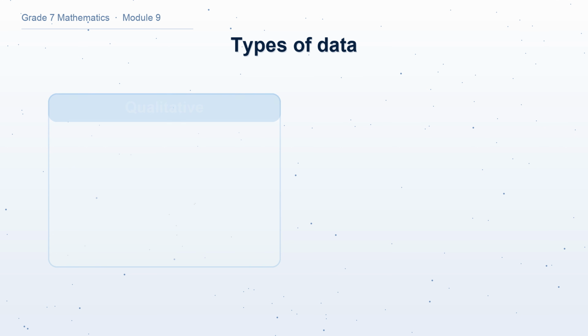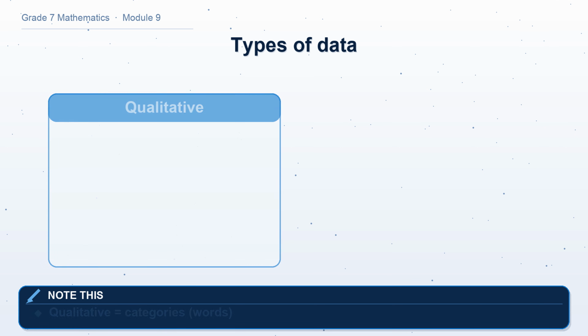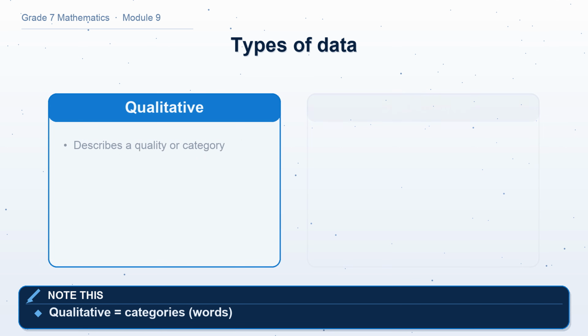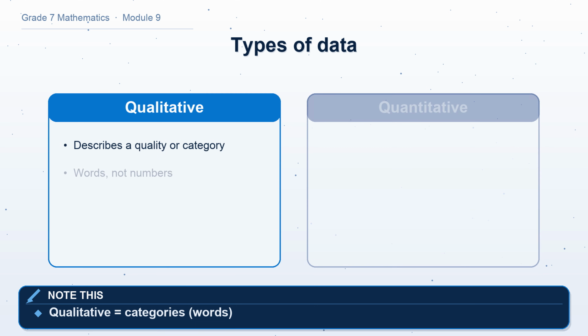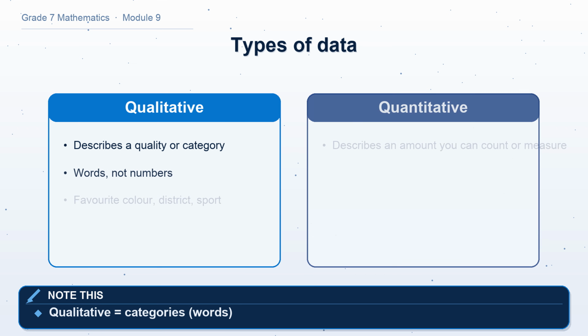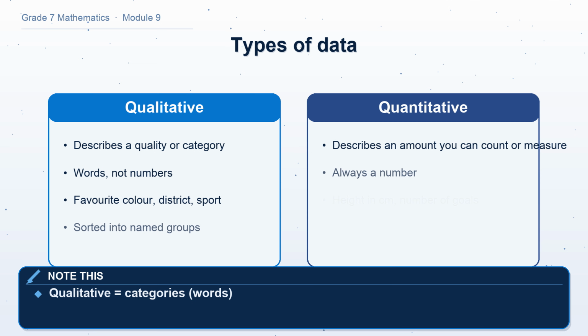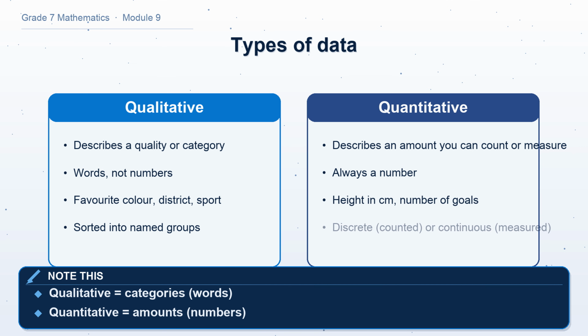Not all data is the same, so we sort it into two families. Qualitative data describes a quality or a category. It is made of words, not numbers, such as a favorite color, a home district, or a chosen sport. Quantitative data describes an amount that you can count or measure, and it is always a number, like a height in centimeters or a number of goals scored. Quantitative data splits again. Counted values are discrete, while measured values are continuous. Knowing the type guides how we display it.